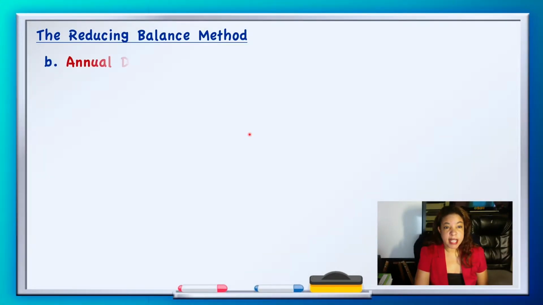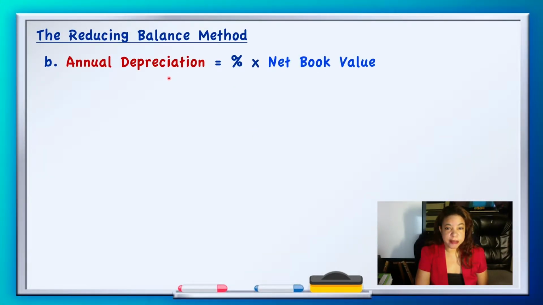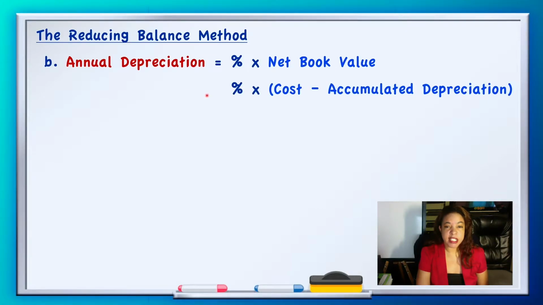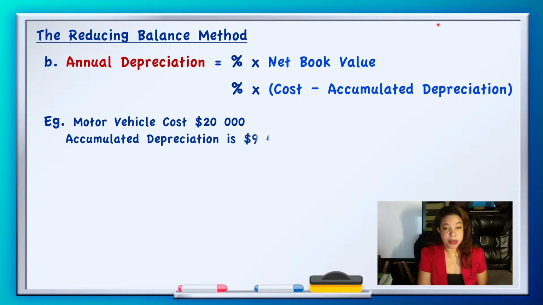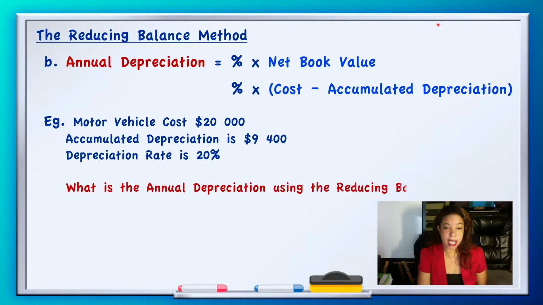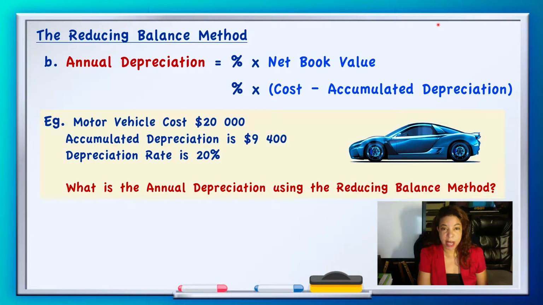So here we will have an example. Annual depreciation is equal to percentage multiplied by net book value. So percentage multiplied by cost minus accumulated depreciation, because this is how you find your net book value. So for example, you have a motor vehicle that cost $20,000. Accumulated depreciation is $9,400. Depreciation rate is 20%. So how would we calculate the annual depreciation using that reducing balance method?